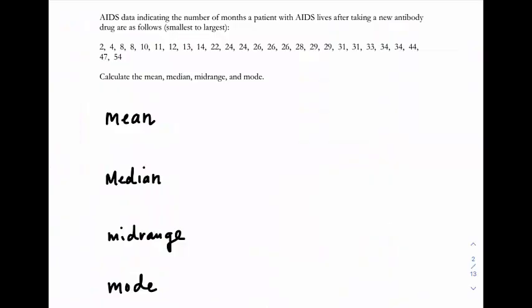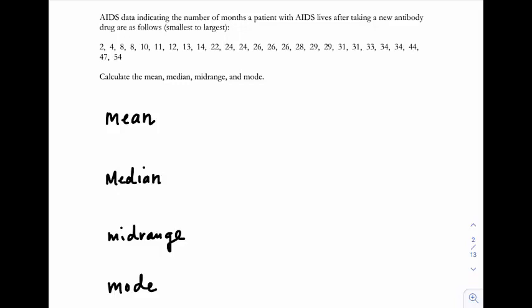All right, this is section 2.4, measures of central tendency. Here in the example it says: AIDS data indicating the number of months a patient with AIDS lives after taking a new antibody drug are as follows, smallest to largest. Calculate the mean, median, mid-range, and mode.